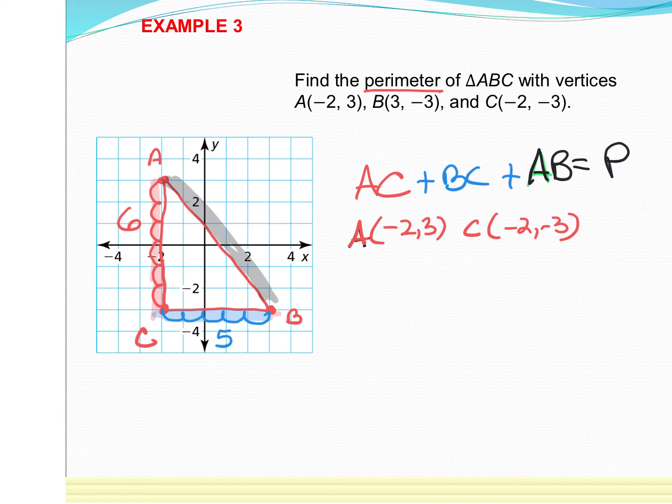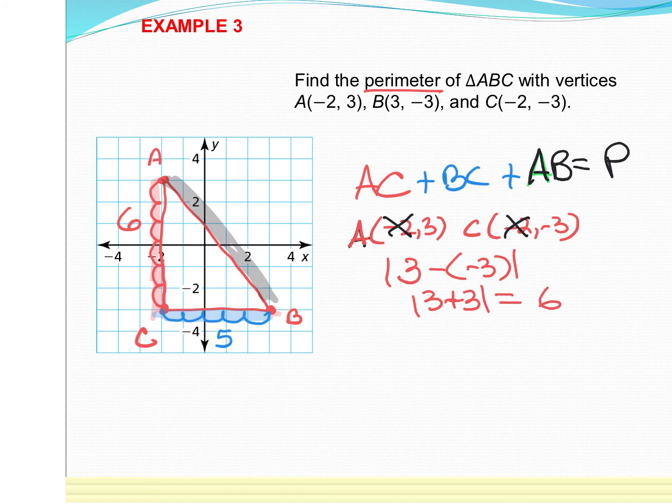You can get the length of AC the same way by subtracting. When you look at your ordered pairs, if you see either the x's are the same number or the y's, then that's the one you're going to get rid of. Then I'm going to subtract the bigger number minus the smaller. So 3 minus negative 3 gives me 3 plus 3, which gives me 6. Now, if you did the smaller number minus the bigger, just remember we have to absolute value it.